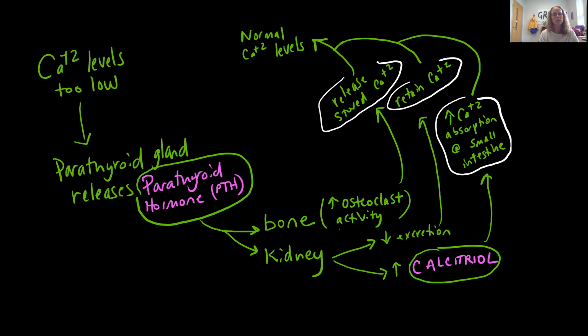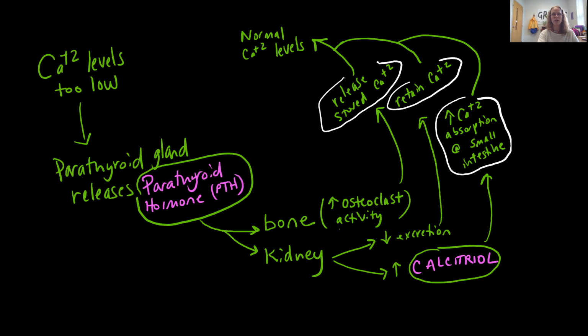So when blood calcium levels are too low, we get parathyroid hormone and calcitriol both being released in order to bring our calcium levels back up to normal. So you need to be familiar with each of these hormones, what tissue makes them, what tissue they talk to, and how we're going to actually bring those calcium levels up. So basically, this kind of diagram.